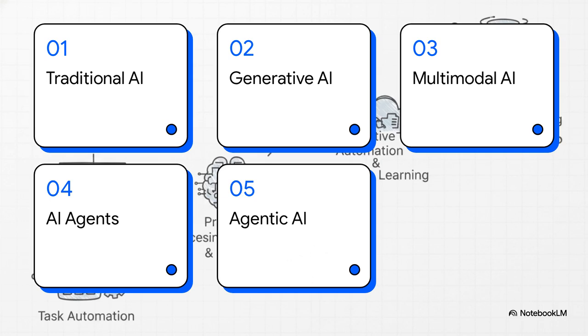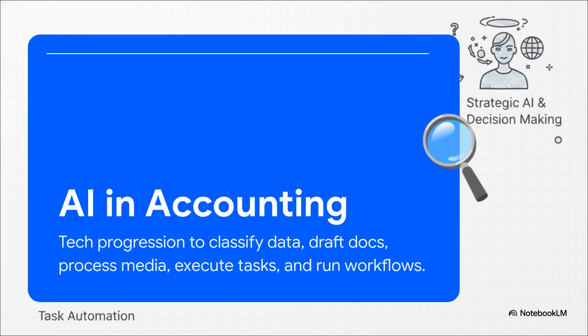We're going to climb what I like to call the ladder of autonomy. We'll quickly hit traditional AI, generative AI, multimodal AI, AI agents, and finally, agentic AI. Okay, before we get into the specific software, let's set our baseline. AI in accounting isn't just some magic button that does your job for you. It's actually a progression of technologies designed to classify financial data, draft documentation, process mixed media, execute tasks, and basically run complex workflows. Ultimately, the whole point of this progression is to eliminate that tedious data entry, which frees you up to focus your energy on high-level review, analysis, and real strategy.